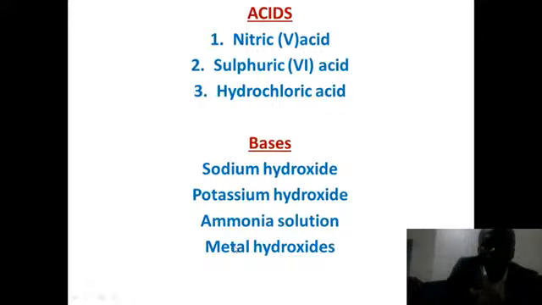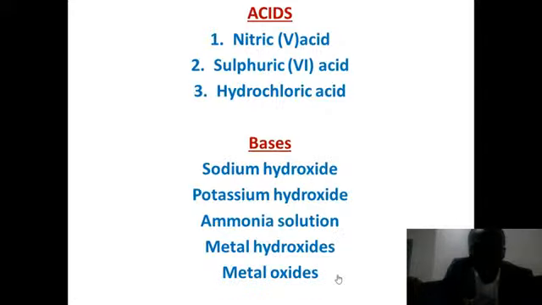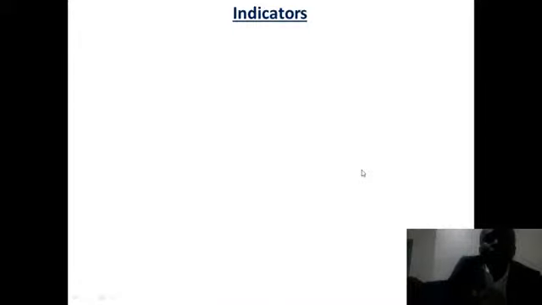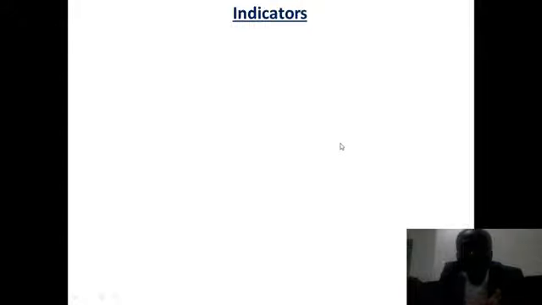Then we have those which are insoluble. So most of the metal hydroxides are insoluble. And the last class is the metal oxides. So also most of the metal oxides are insoluble. Don't forget about that. Now, another thing that many students normally don't get to understand is the indicators. Now, under the indicators, just because of time, I will rush through it.